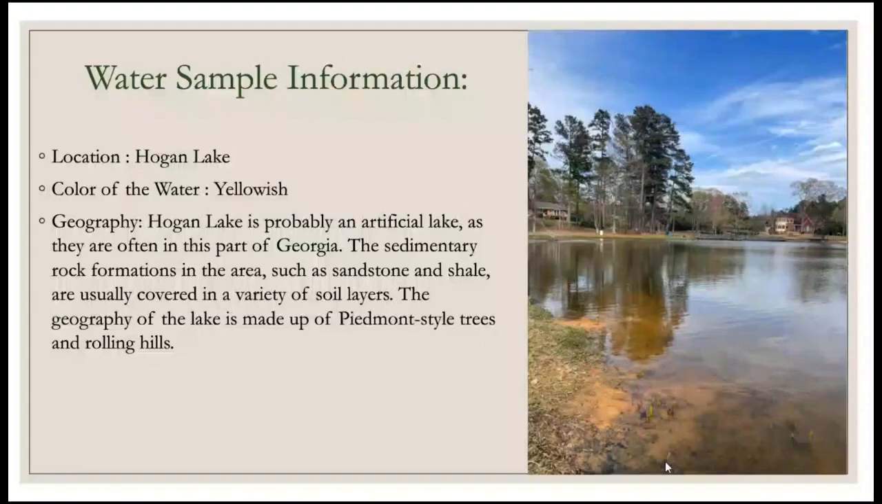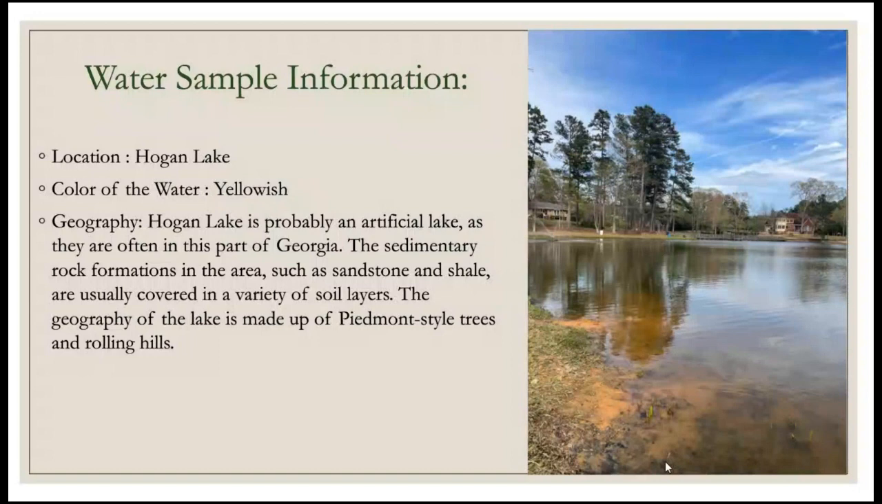Look at Hogan Lake, you might notice that the water has a yellowish color. This lake is likely human made, which is common in this part of Georgia. Around the lake, there are sedimentary rocks like sandstone and shale covered with a different layer of soil. You will see lots of pine trees and hills surrounding the lake. So understanding Hogan Lake's geography helps us understand its water better.